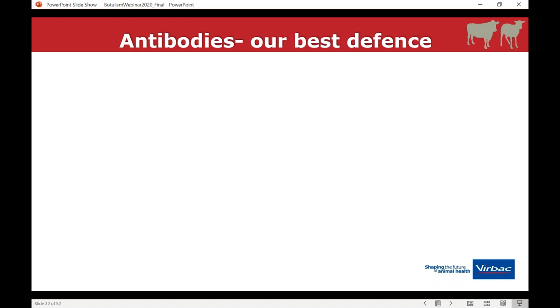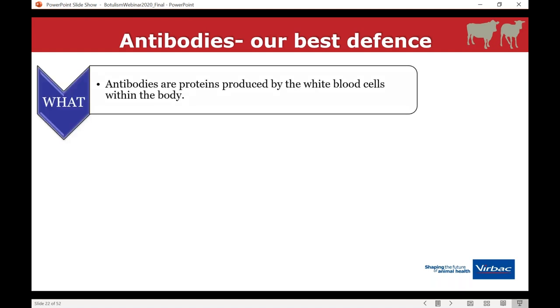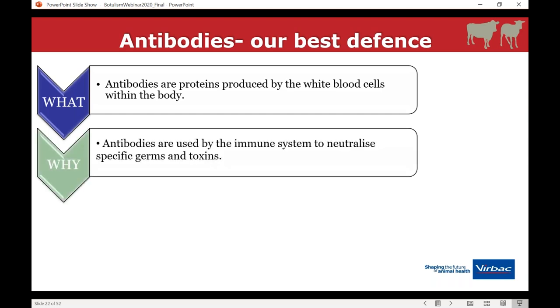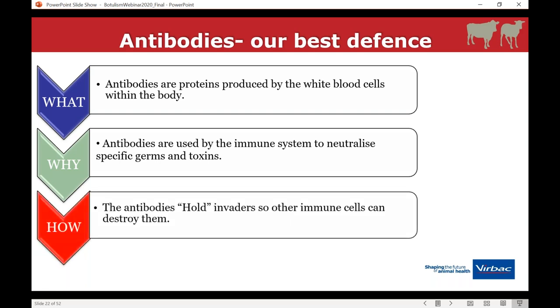Just to understand what antibodies are, they're just a protein in our body that we make, and they're made by specific parts of our body called white blood cells. They're used to neutralize specific germs and toxins. So unlike the first stage that I said, where you just had them killing germs without knowing what they are, antibodies are specific to each germ or toxin. A good way of explaining them is that antibodies can hold the invading germ or toxin so other immune cells can destroy them, just like someone might hold down someone in a pub who's mucking up so that problem can be dealt with.